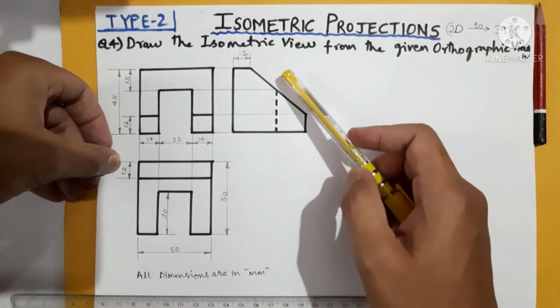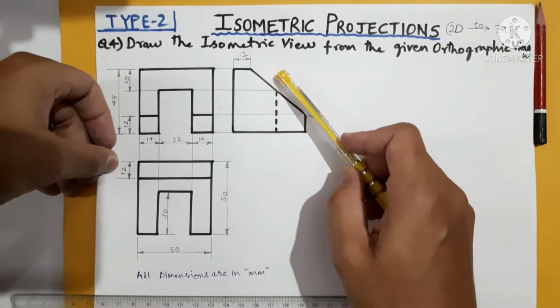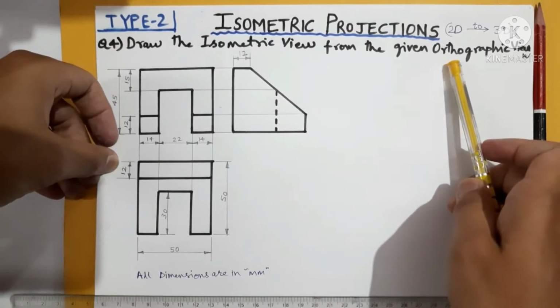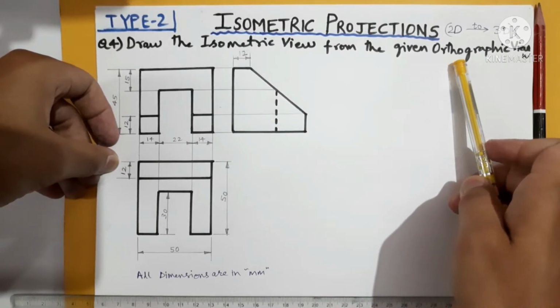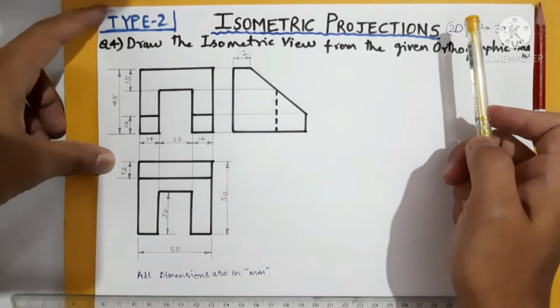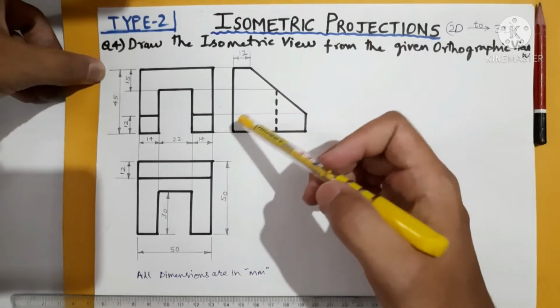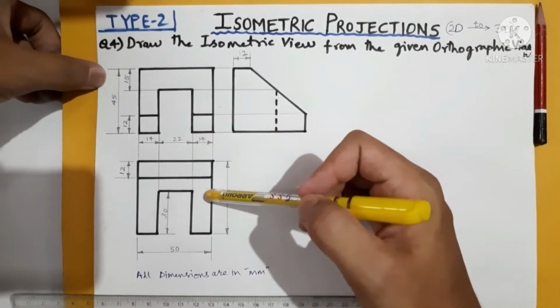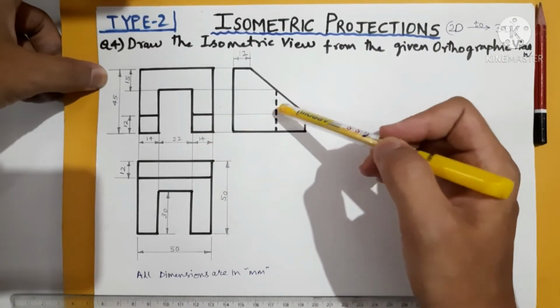Okay, so we need to draw an isometric diagram, that is a 3D diagram, where the given diagram is in orthographic projection, that is, a 2D diagram is given. So it is a 2D to 3D conversion, in basic language. Let us see what object they have given. This is the front view, this is the top view, and this is the side view. The side view is additionally given.